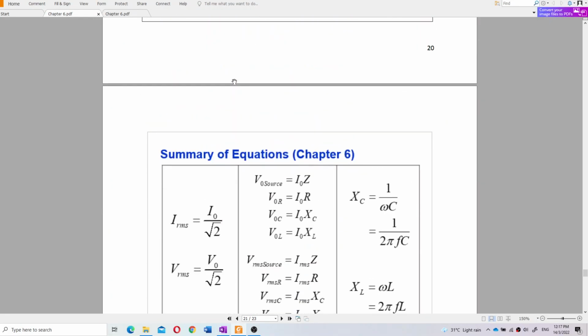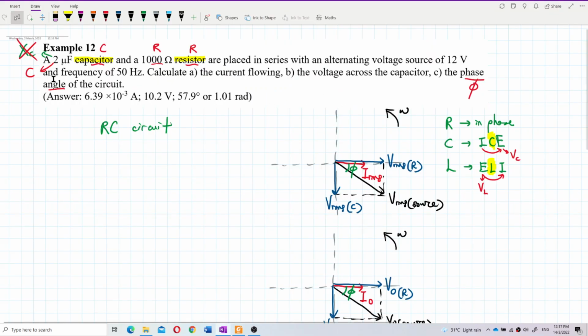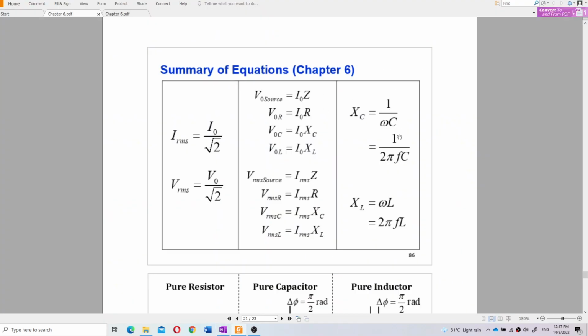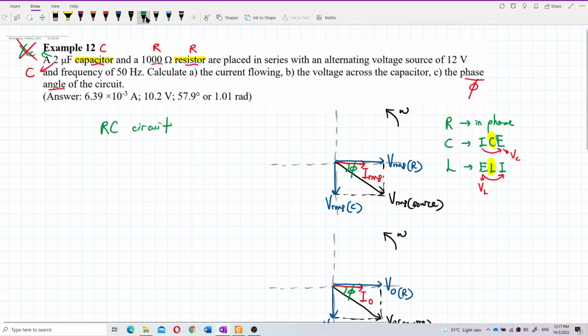If you want to find XC, you need to use the formula: XC equals 1 over 2 pi fC, or 1 over omega C. Look at the unit: microfarad is capacitance, not reactance. Be careful.